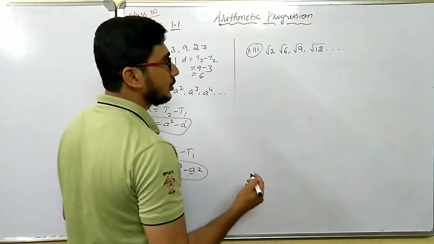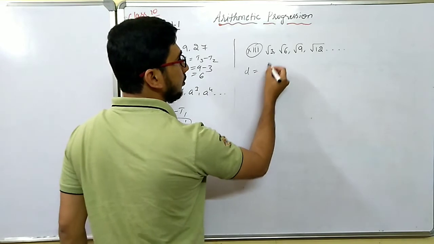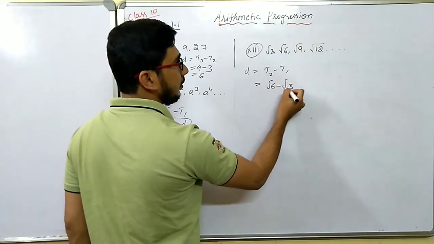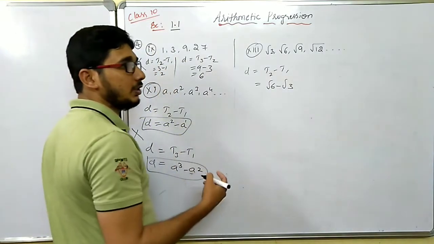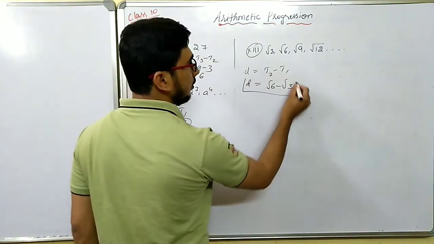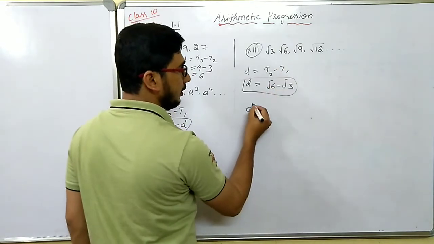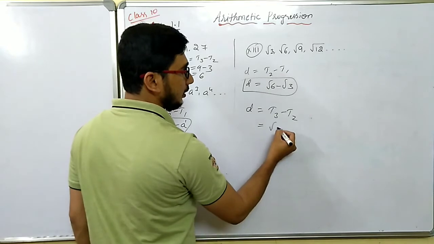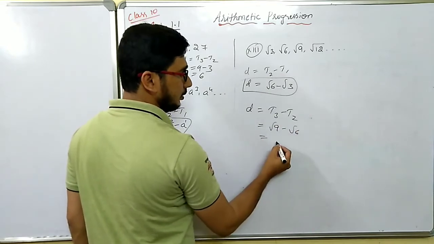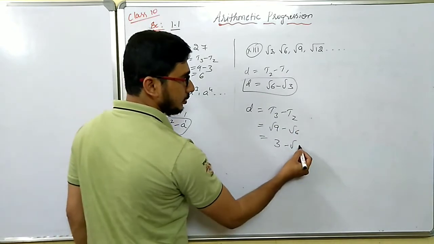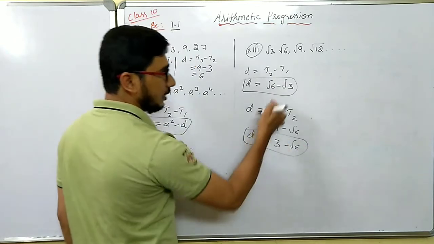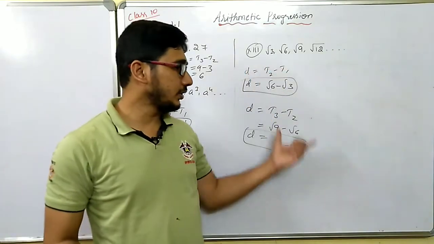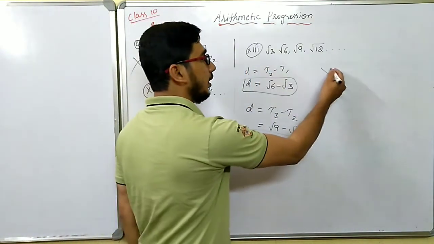Let us go for this question. Okay, the difference is equal to T2 minus T1, root 6 minus root 3. We cannot simplify. If you simplify, you'll get a point-wise value, and that is not exact. So D is equal to T3 minus T2. T3 how much? Root 9 minus root 6. See, root 9 means 3, root 6. Again, definitely these two will not be equal after simplification also. Here the difference is not the same, so this is also not in AP.